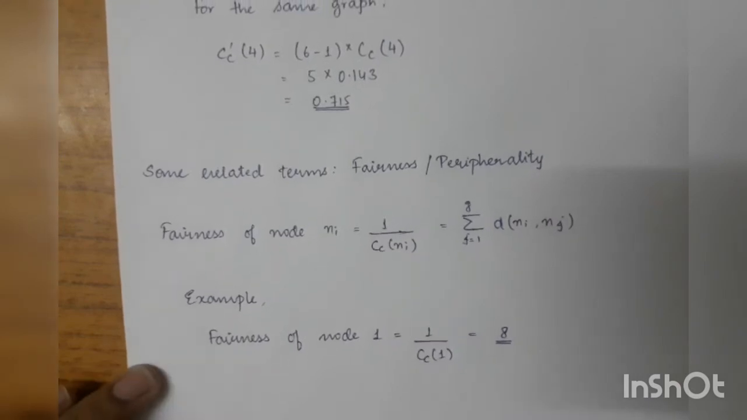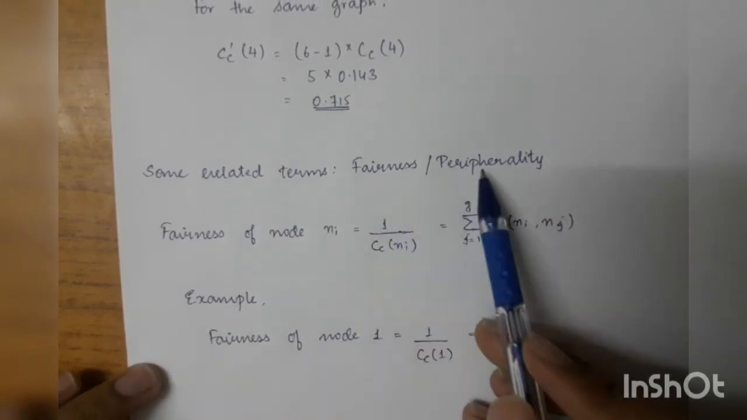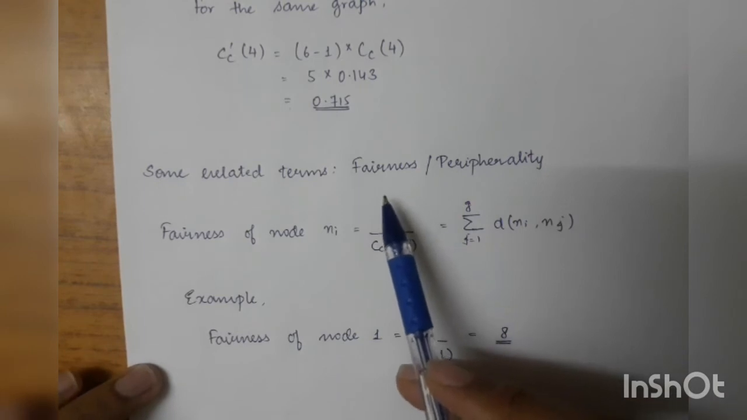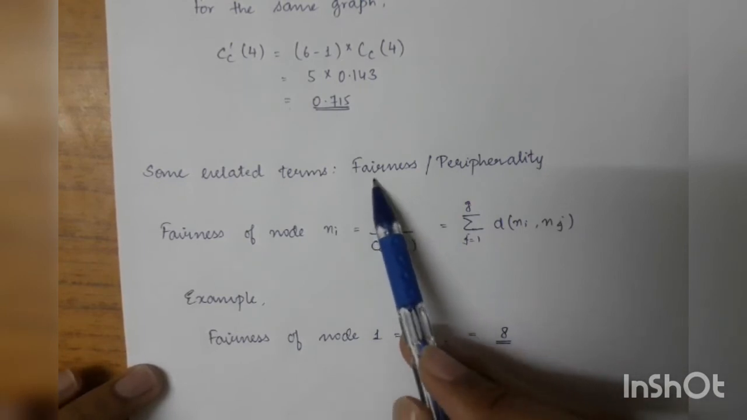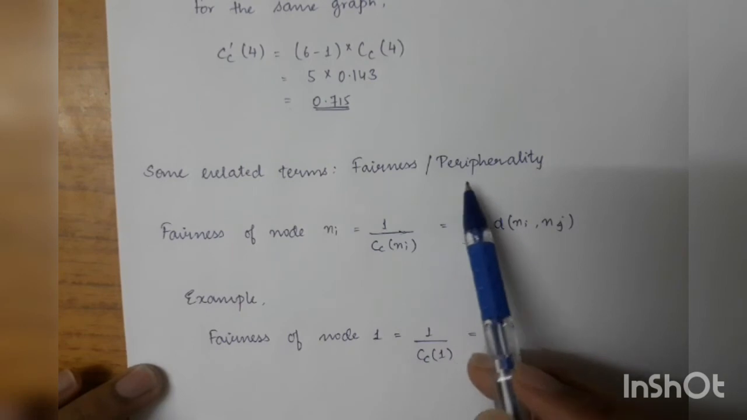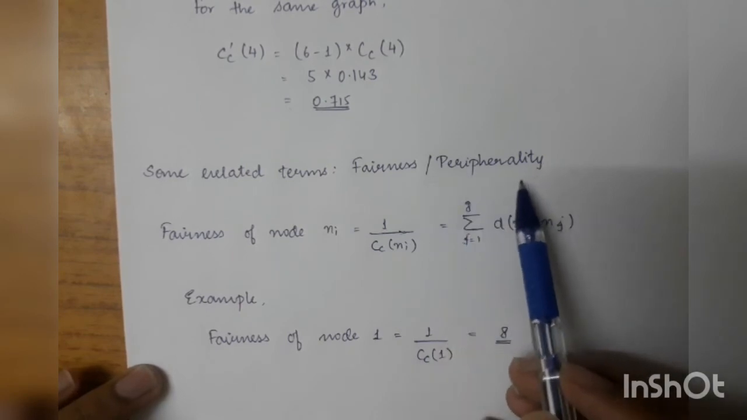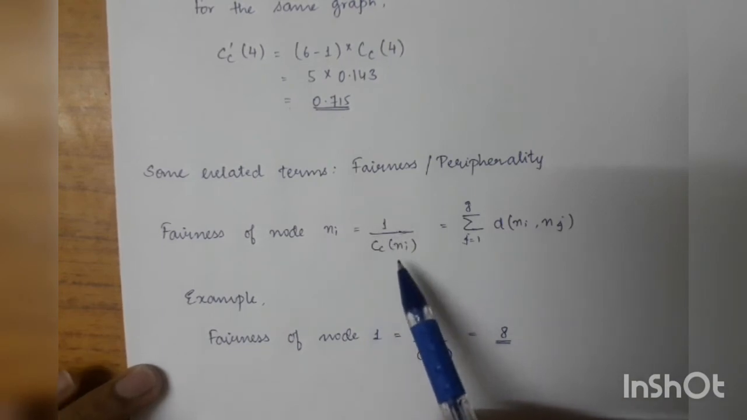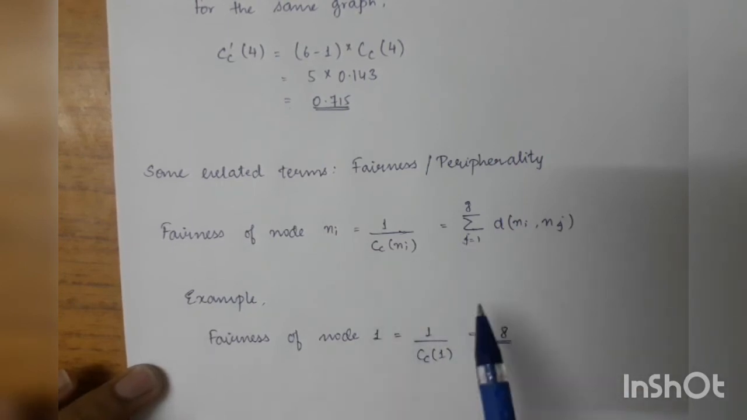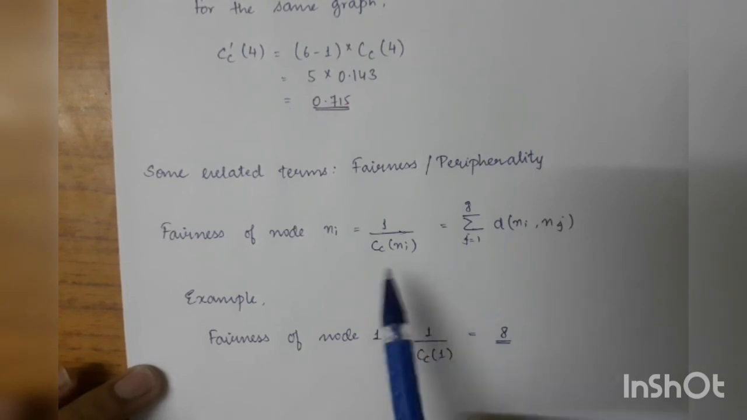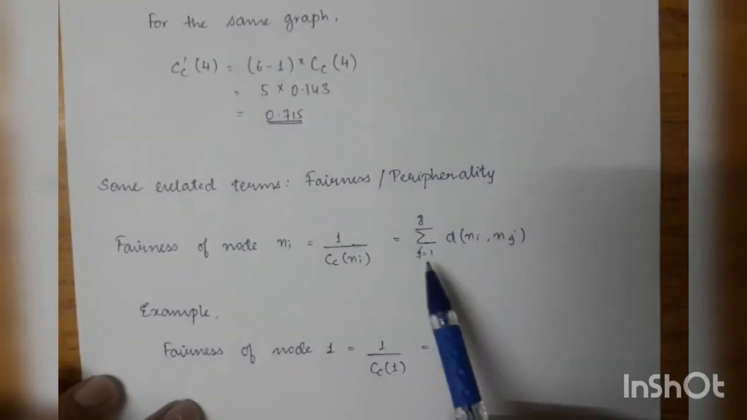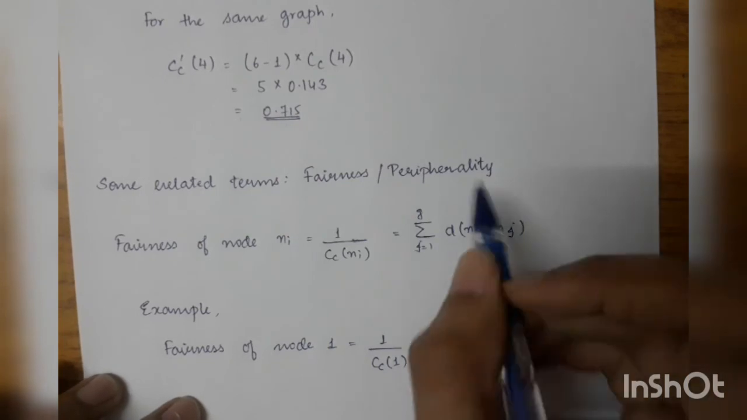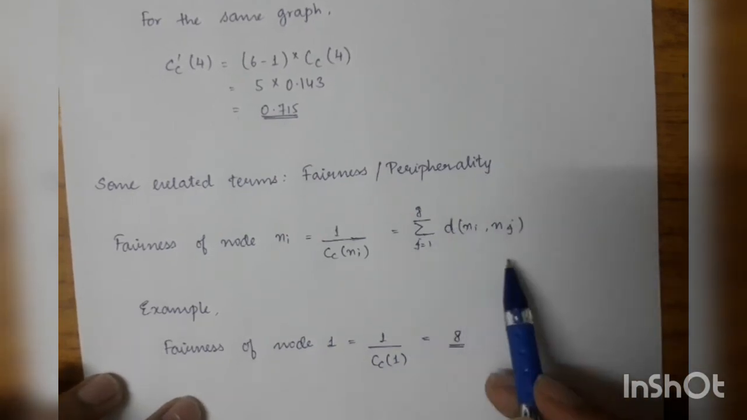Now some other terms related to closeness centrality are fairness and peripherality. You might also get a question in the paper to find the fairness of a node Ni, or the peripherality of a node Ni. It's nothing but the inverse of closeness centrality. As we know, closeness centrality is the inverse of the sum of the geodesic distances of a node from all other nodes. So taking the inverse of the inverse just leads us to the shortest paths of a node from all other nodes in the graph.